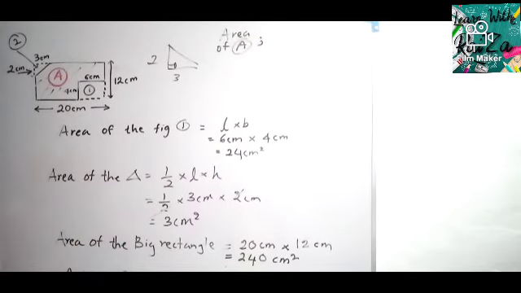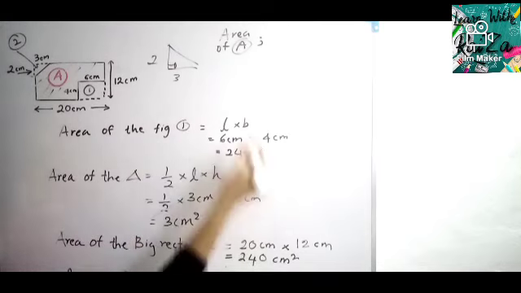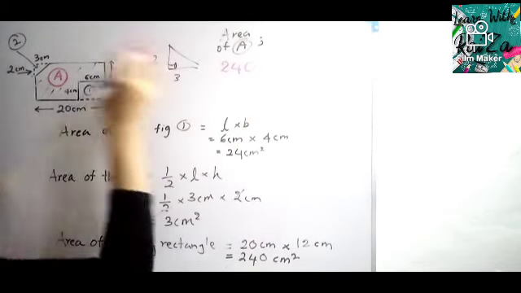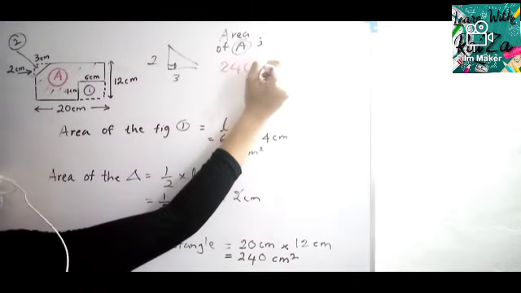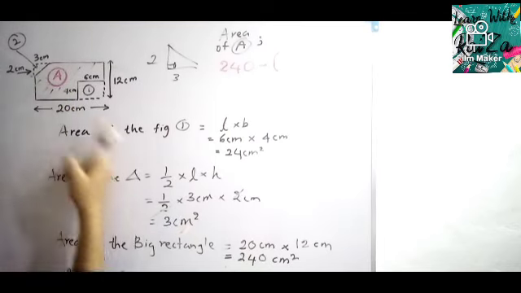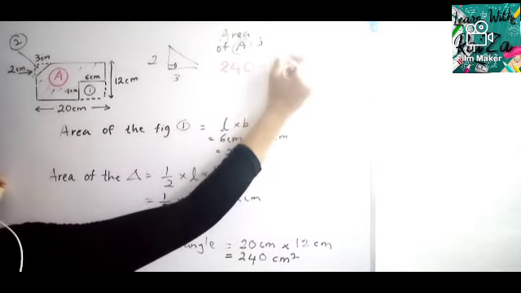Just a minute, I'll take another color pen to make it more convenient to understand. Okay, area of portion A. The total area is 240. From 240, you have to subtract this and this. So put a subtraction mark and within brackets write the addition of these two areas. That means 24 square centimeter plus 3 square centimeter.